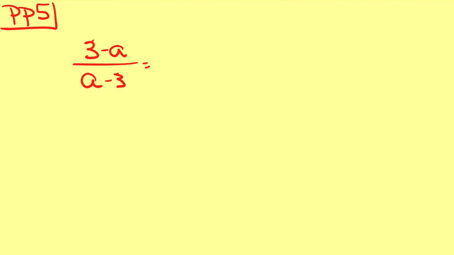Let's say I have 3 minus a here. If I decide I want to factor out a negative, I'm going to factor out a -1. And when I do that, I'm going to put back what's left over. So 3 divided by -1 is -3, and negative a divided by -1 is positive a.